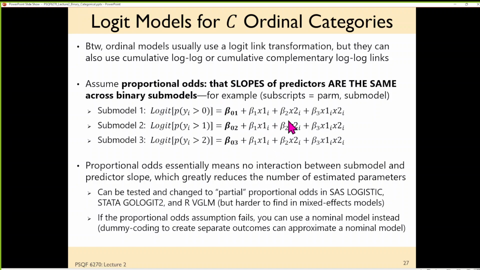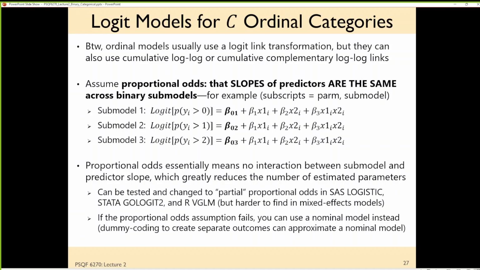So if you're in a situation where all of these slopes want to be different, that is the point at which you might consider switching to a nominal model instead, which is a dummy coding type of approach. Yeah, that's a couple slides from now. But basically, then you designate one outcome as your reference, and you predict the logit of answering each other possibility relative to that one.